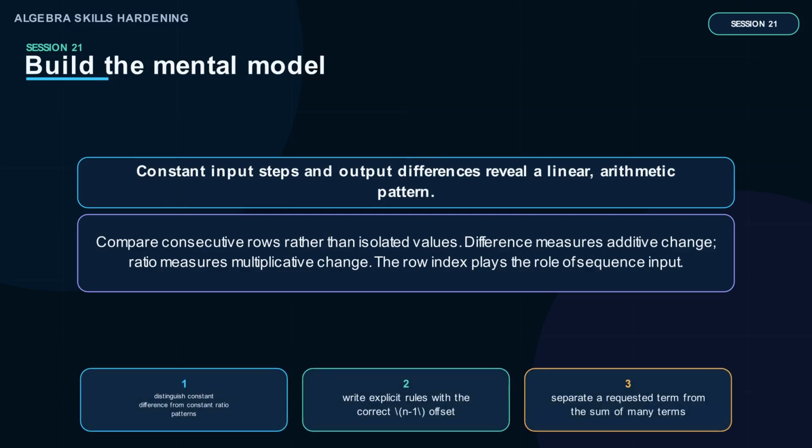Then connect it to the second goal. Write explicit rules with the correct one offset. Correct methods begin with correct interpretation. When a problem looks different, look for the same mathematical structure instead of an identical example. That transfer makes the skill durable.